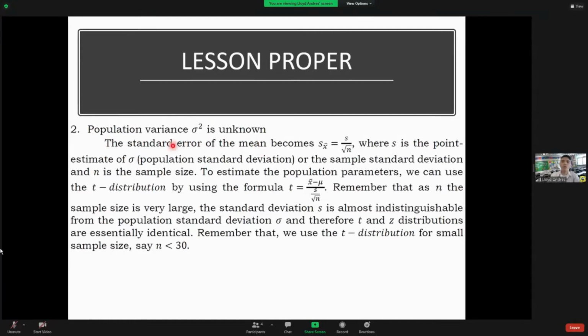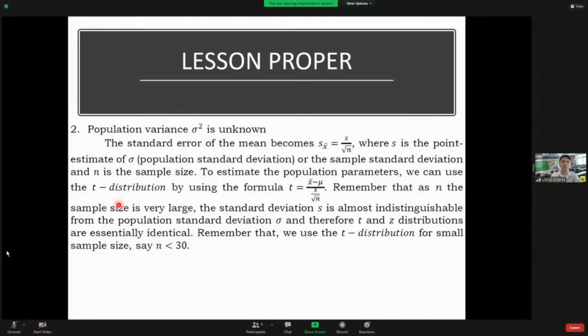So, may pasabutan na. But, another situation is, the population variance is unknown. So, kung population variance is unknown, atong standard error becomes S na siya. Meaning, sa sample po ni. So, sample standard deviation over square root of n. Dinhi ang nagdiferensya: kung known ang population variance, population standard deviation ang gamiton. Pero kung unknown, ang sample standard deviation na ang gamiton.